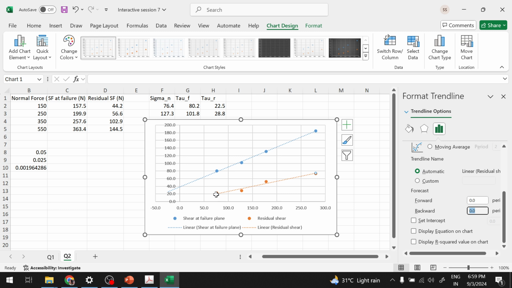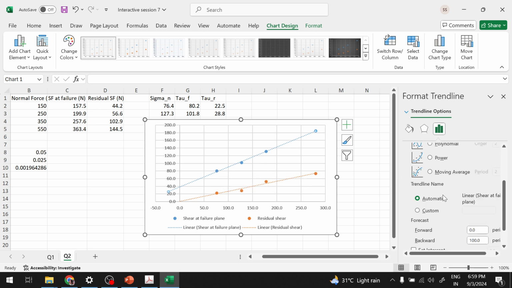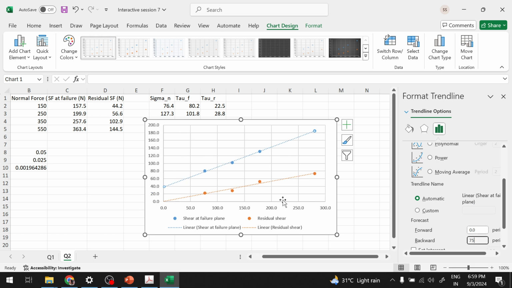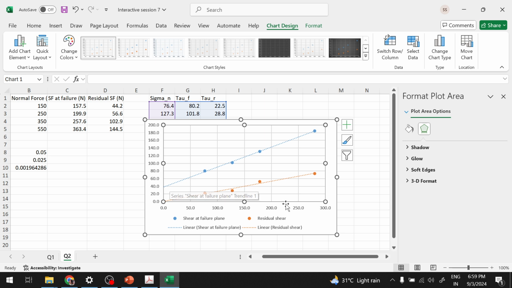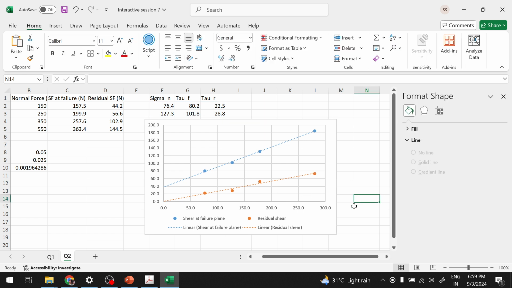This is at 76, so 75 periods, and this is also at 75. Let's forecast this back at 75 periods. Okay, so this will be our shear strength at failure. It will have an intercept as well as a slope, and this is our residual shear.